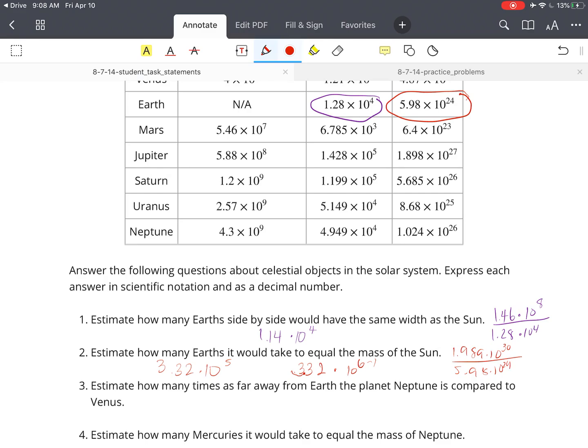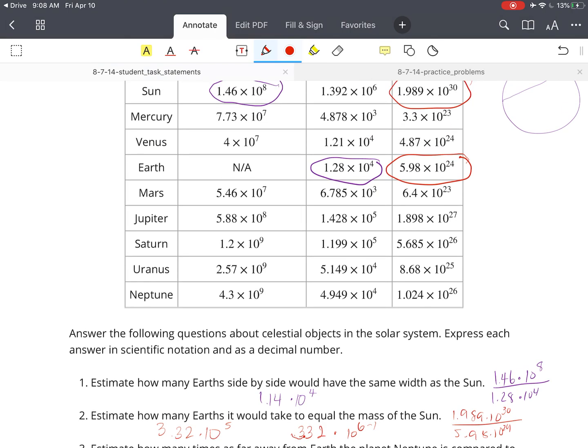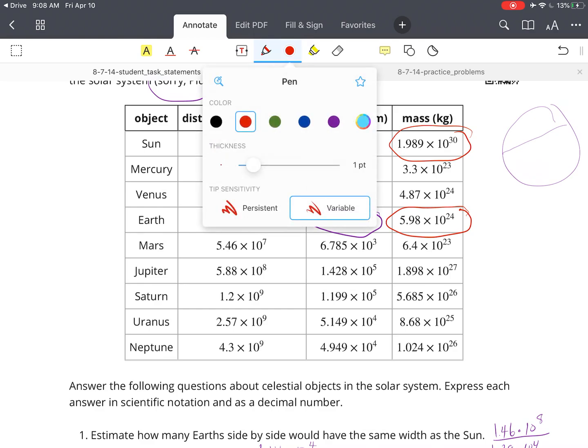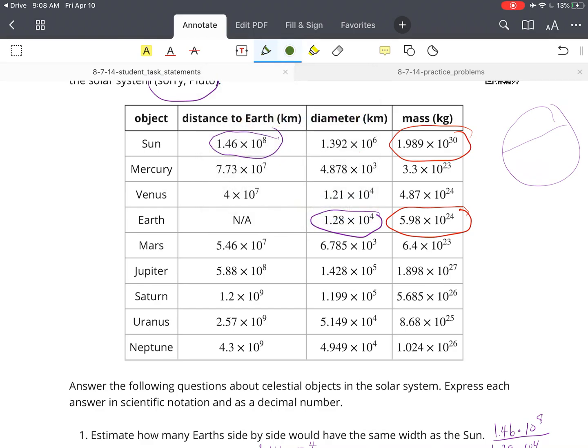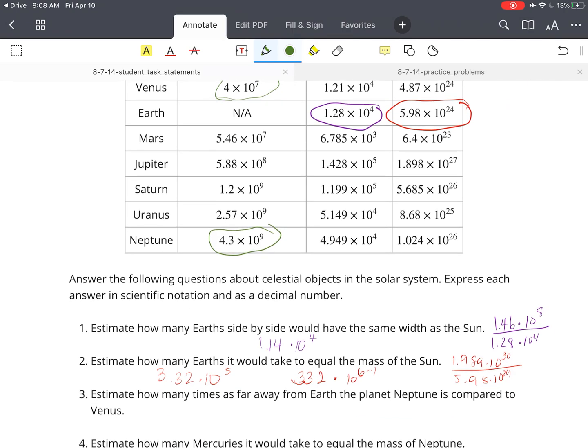It's ridiculous. Estimate how many times as far away from Earth the planet Neptune is compared to Venus. So we want to see how many more times is Neptune farther away than Venus. So we're going to take, let's use green, not Uranus. We're going to look at Neptune. And we're going to look at Venus as well. And we're going to divide. It's all about dividing here, okay? So if you've already caught that on, that's good. If you haven't, I'm letting you know right now. You're going to have to be dividing if you want to find how many times bigger something is.